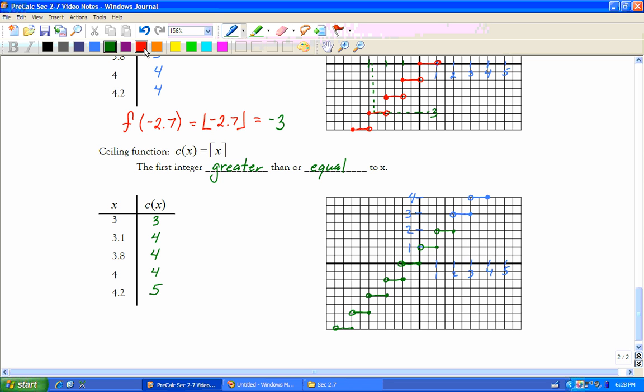Okay, so if we use our example that we had above, f of negative 2.7, if we're using the ceiling function, well, if we look at our graph, here's negative 1, negative 2, negative 3, so negative 2.7 is approximately here, which is going to hit this line on our graph, which is at negative 2. So the greatest integer greater than or equal to negative 2.7 is negative 2.